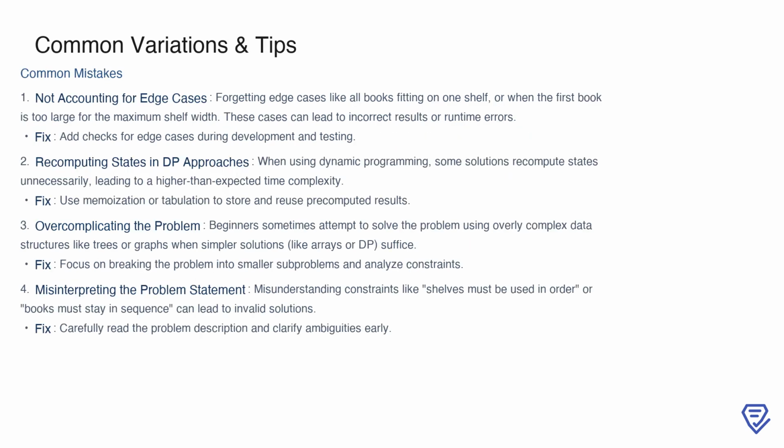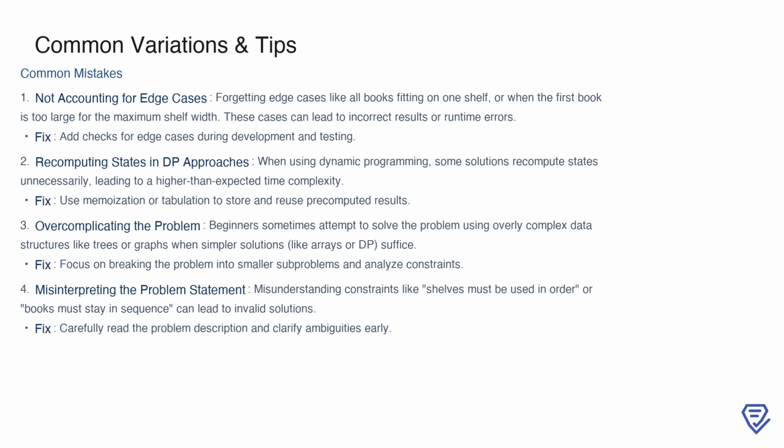When solving the filling bookcase shelves problem, there are several common mistakes to watch out for. First, not accounting for edge cases can lead to issues. For example, you might overlook scenarios where all the books fit on one shelf, or where the first book is too wide for the maximum shelf width. These situations can cause incorrect results or even runtime errors. To address this, always include checks for edge cases during development and testing.